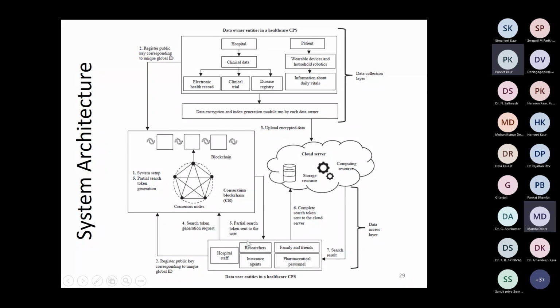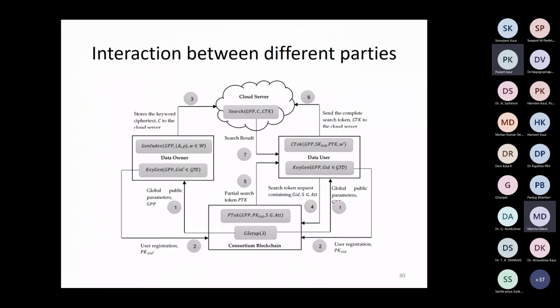It will perform some additional things on it and generate the complete search token, which is given to the cloud server, and later on the search result based on that will be returned to the cloud user. And here we have just shown the algorithm that is executed by each entity. So at the blockchain part, we are executing two algorithms, the setup and partial token generation.